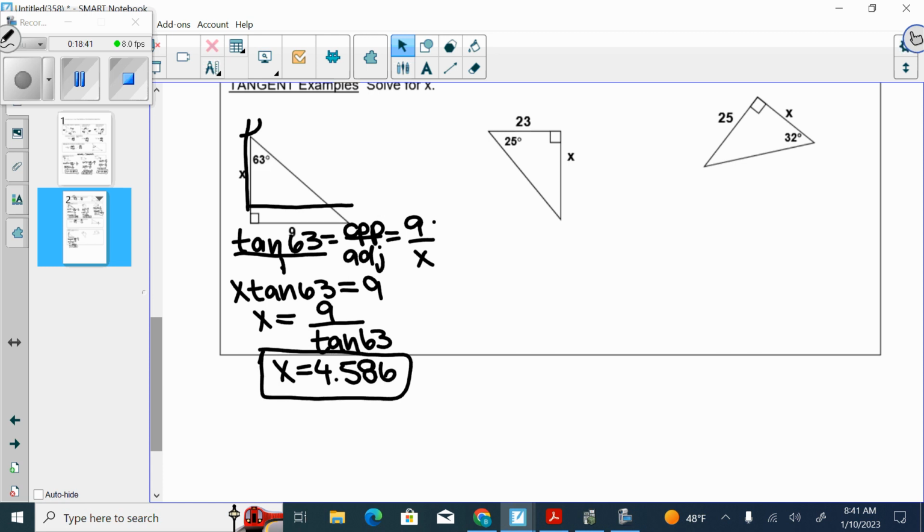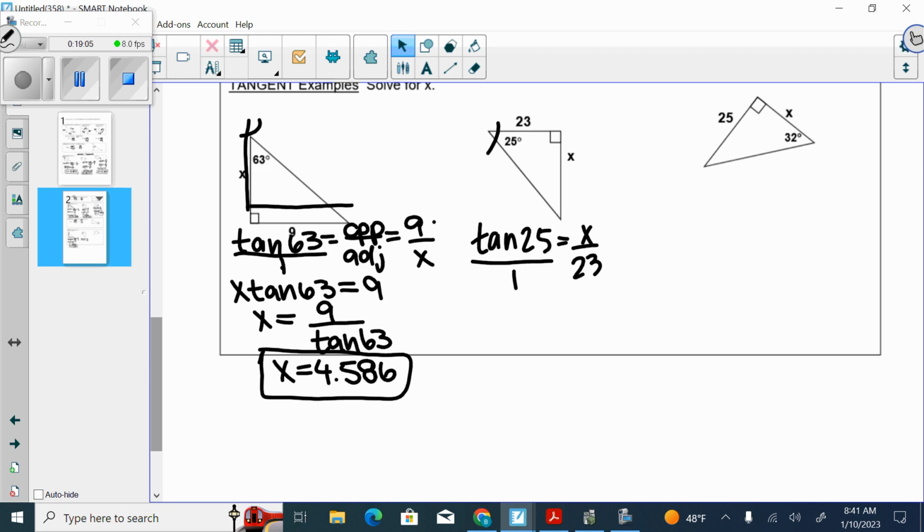Okay. On the second drawing, here's my angle. What's my equation going to look like when we set it up? Good. Tangent of 25 is equal to x over 23. All right.